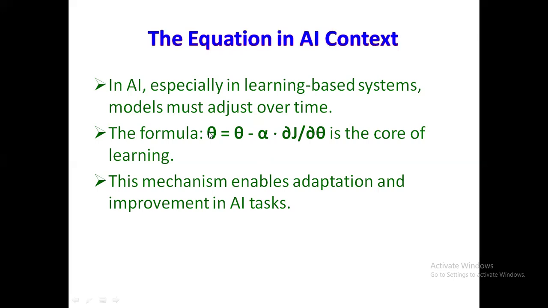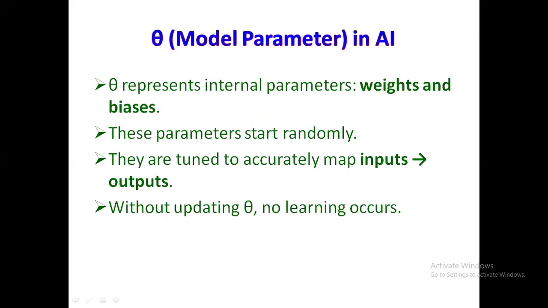This theta, we are calling it the model parameter in AI. In an artificial intelligence model, particularly a neural network, theta denotes the internal parameters of the model, primarily the weights and biases. These parameters are fundamental building blocks that determine how the input data is processed to produce an output.